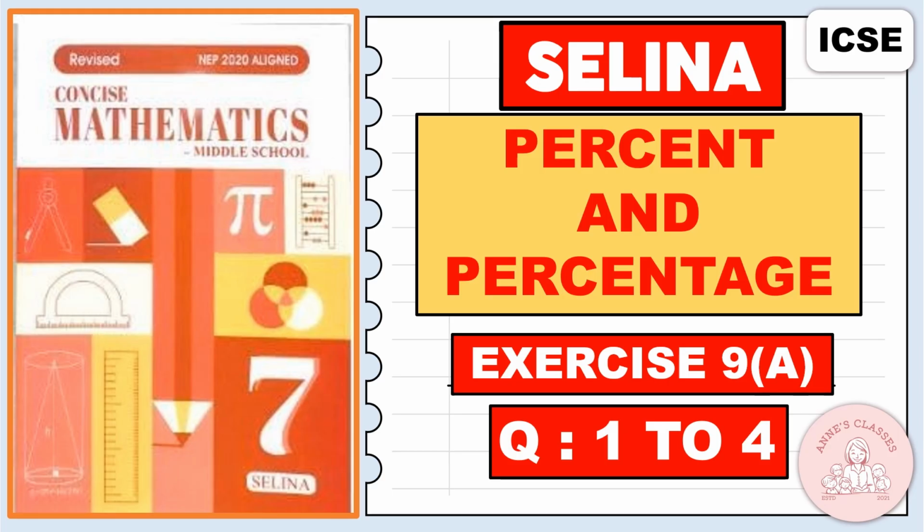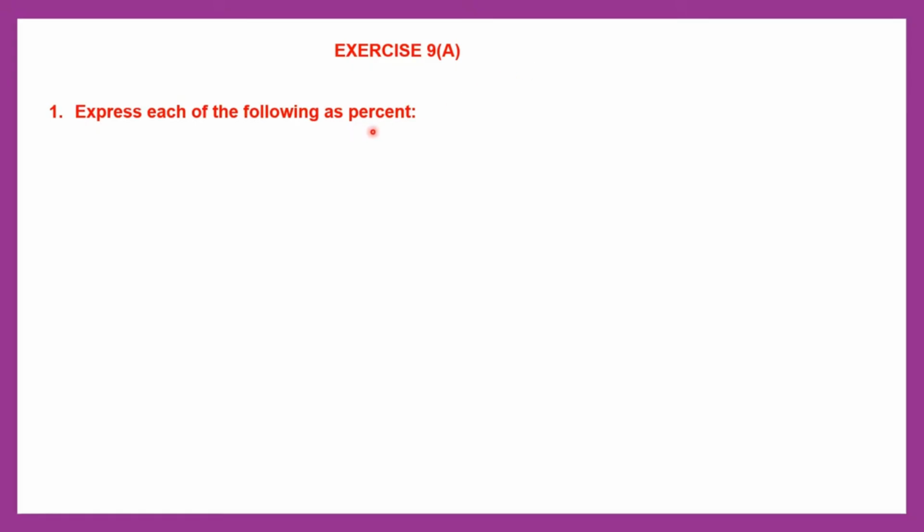Exercise 9a. Now percent, the word percent, from that the last four letters cent means 100. So when we are talking about percent, we are talking about out of 100. So all our calculations here will be based on the number 100.